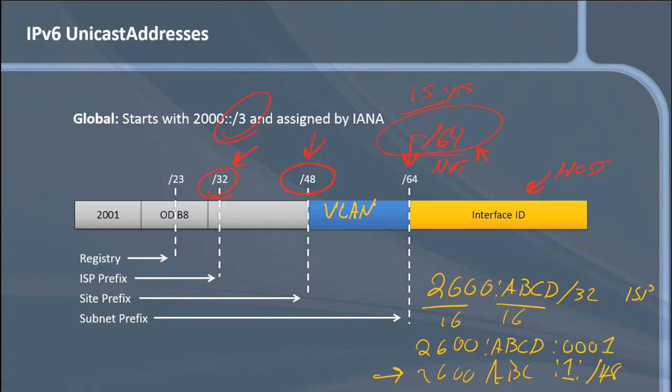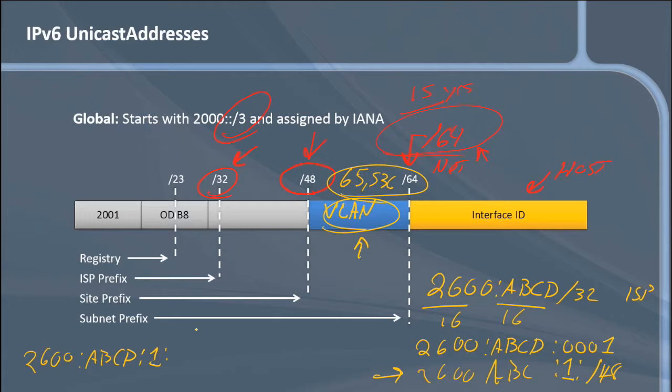Now, your typical switch can only have up to 4,000 VLANs, and we've got room for 65,536 values here. So we could have lots and lots of variable address assignments here, but if you don't have 65,000 subnets, you could just put the VLAN ID in this block and it makes it easy. So if it's my router for VLAN 10, I'd say 2600 ABCD 1, and then I'd put the VLAN here.